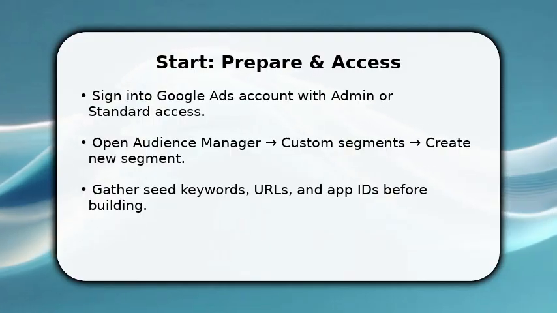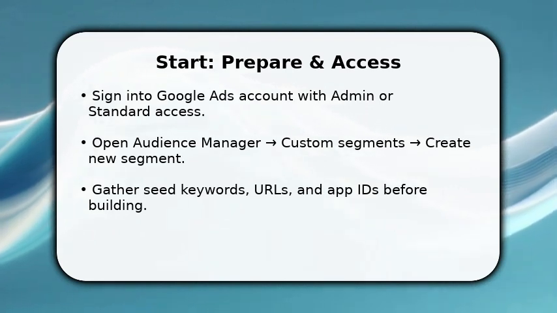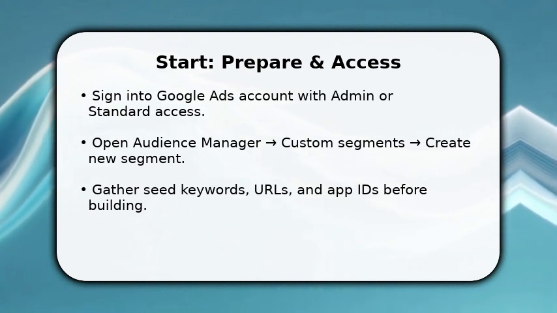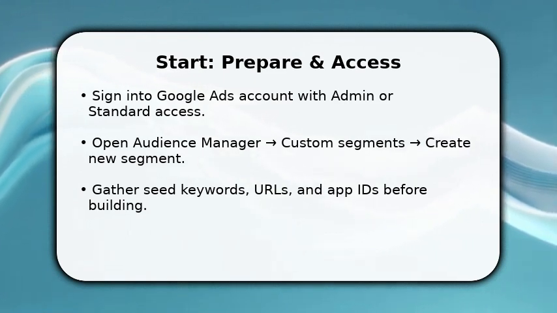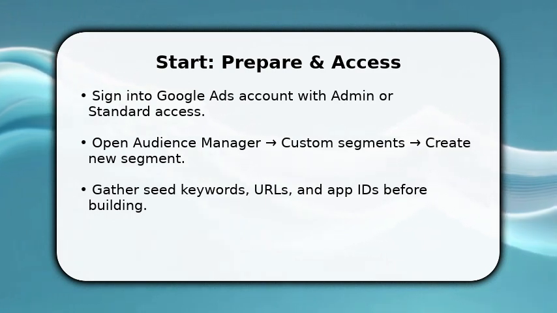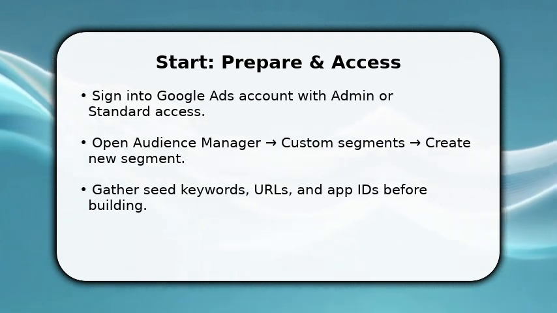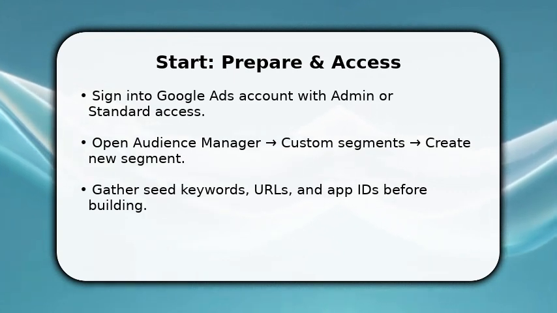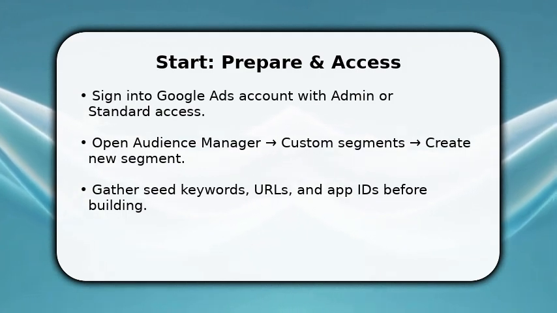You begin by signing into Google Ads and opening Audience Manager. Once there, choose Custom Segments and click Create. You need a small set of seed signals, keywords, specific URLs, or app ID to define intent. Start with 15 strong keywords and a few related URLs so the system has good examples. Make sure to pick the right Google Ads account and confirm permissions. This gets you into the builder ready to assemble an audience that matches in-market intent and custom intent efficiently.